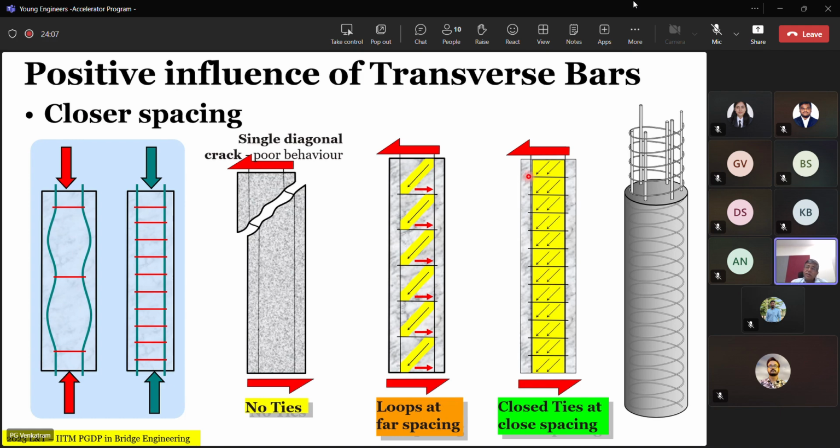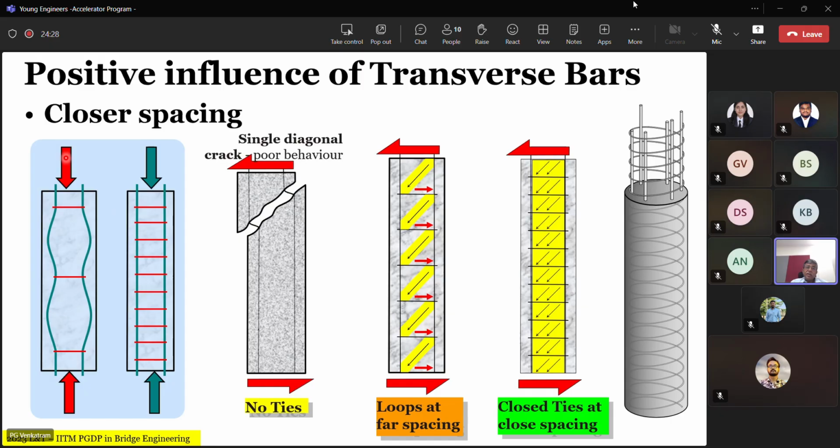There's another positive influence which you can see in the left picture. Under the action of axial load, the reinforcement bars tend to bulge out and buckle, and the presence of closely spaced ties prevents that.